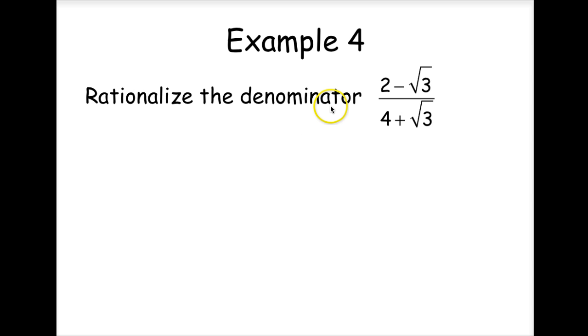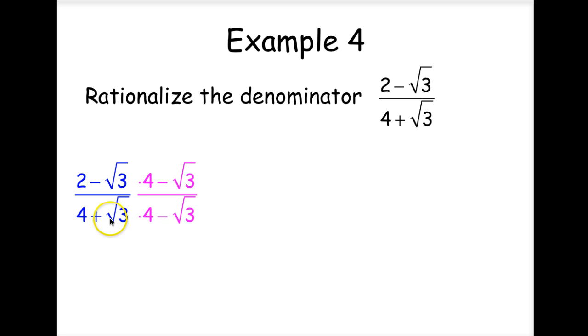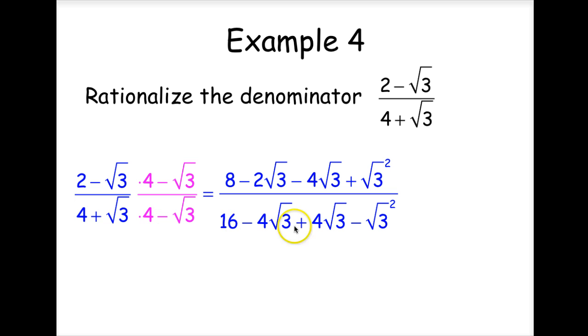Oh, we need to rationalize the denominator. So we have 4 plus the square root of 3 in our denominator, which means we're going to multiply by the conjugate of the denominator. We do that because it eliminates the middle term. Notice these two middle terms will zero out.